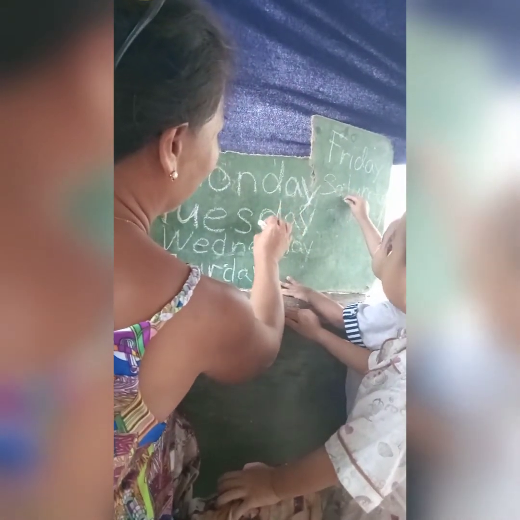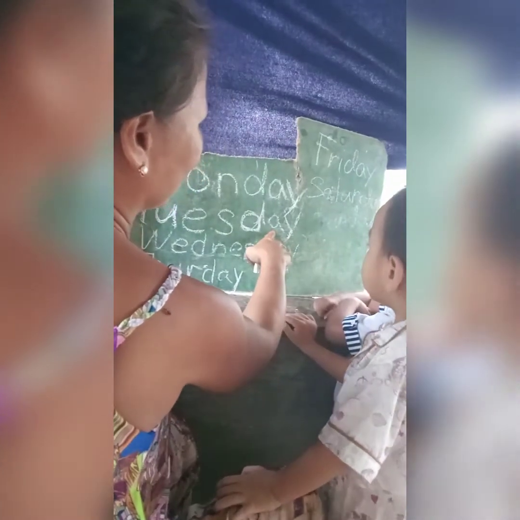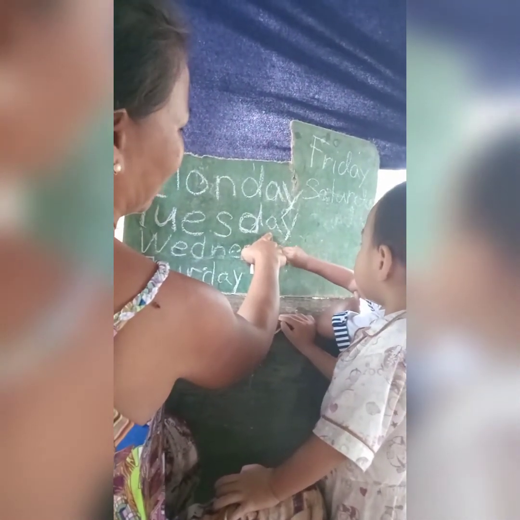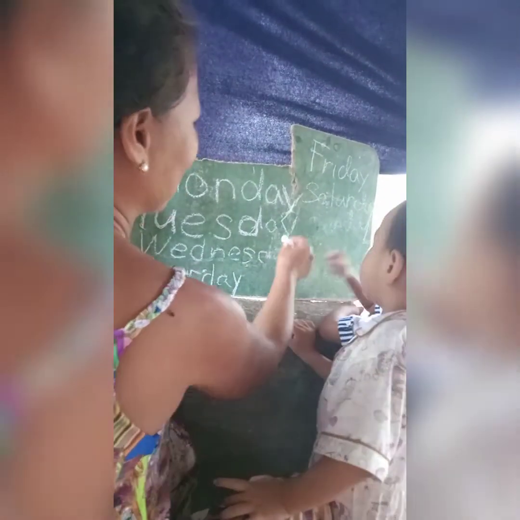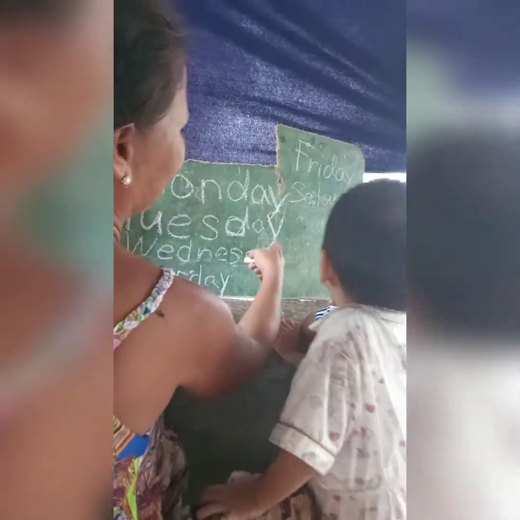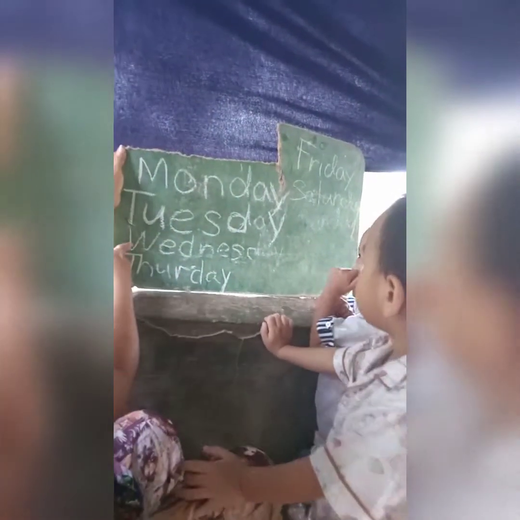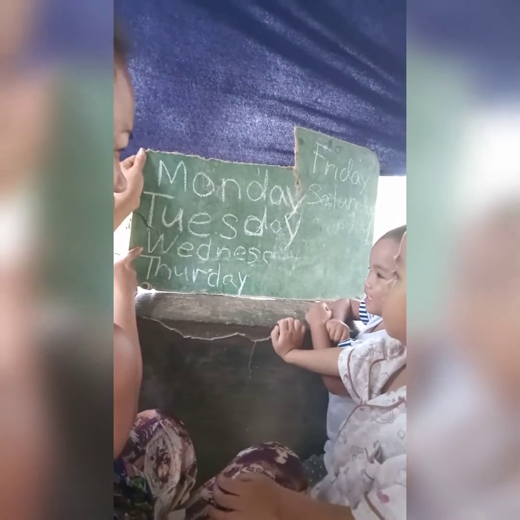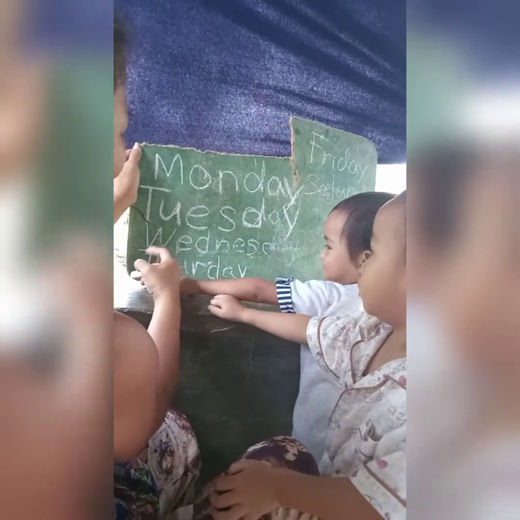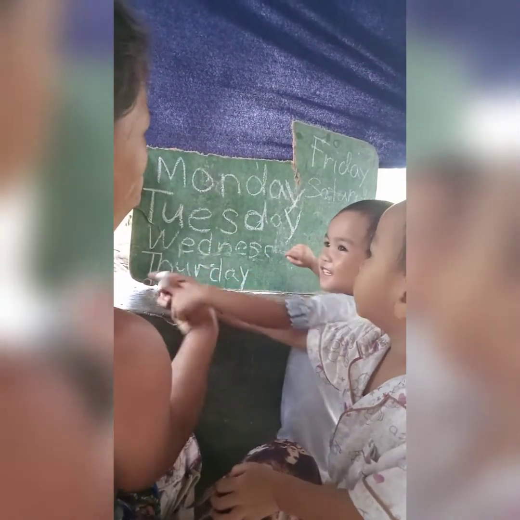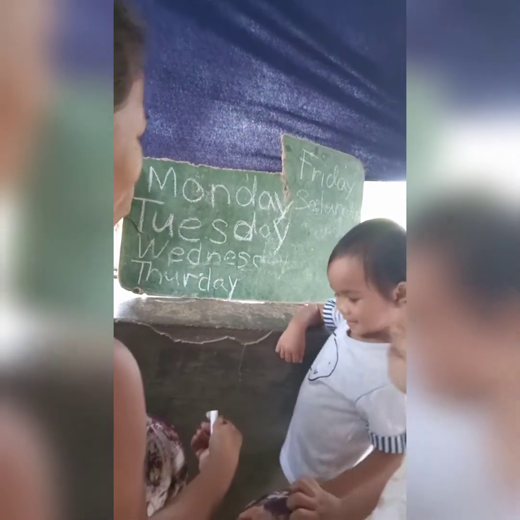Letter U. Letter D. How about this? Letter A. How about this? Letter 1. Yes. Letter W. Wow, letter W. How about this? Letter E. And this?